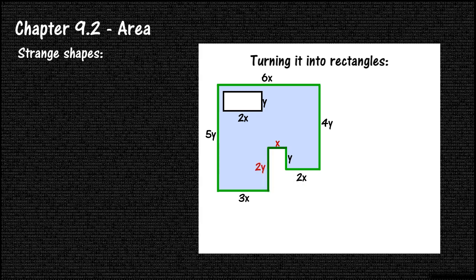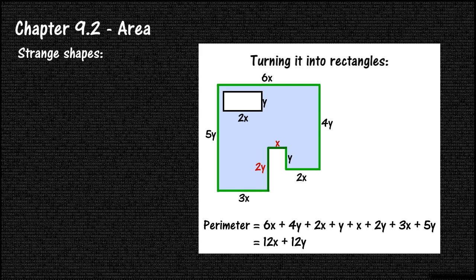Now that we know all the sides, calculating the perimeter is an easy task. 6x plus 4y plus 2x plus y plus x plus 2y plus 3x plus 5y. We simplify the expression by adding all the like terms and receive 12x plus 12y as our answer.